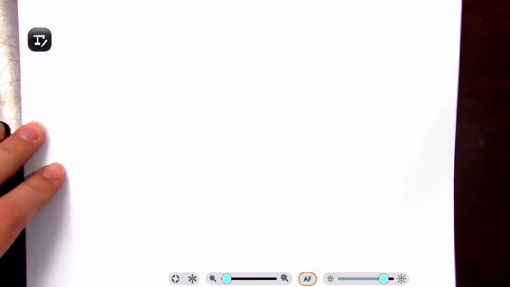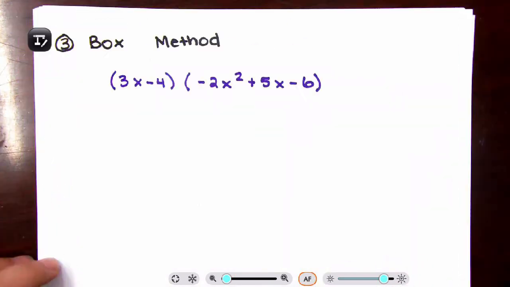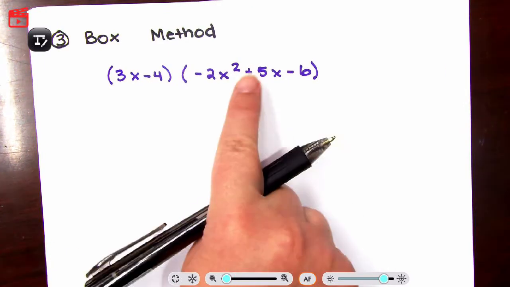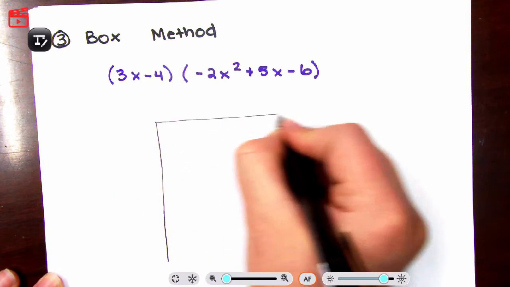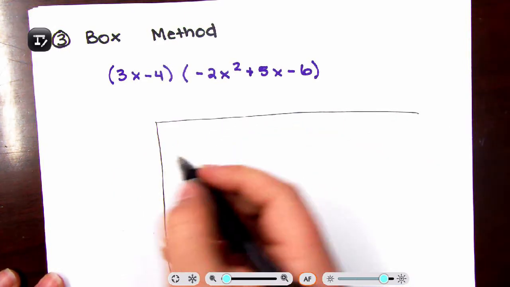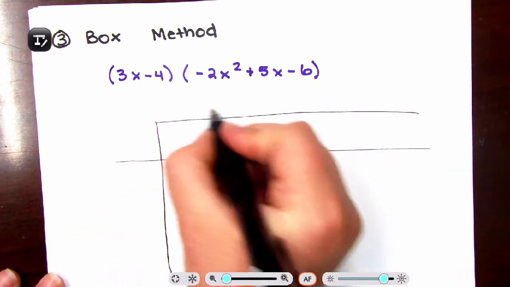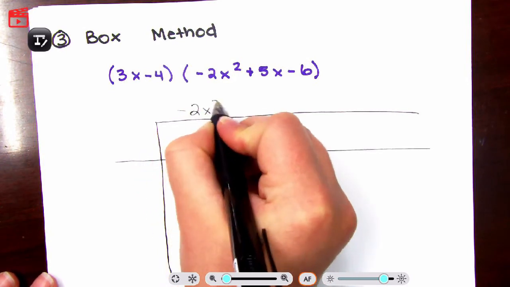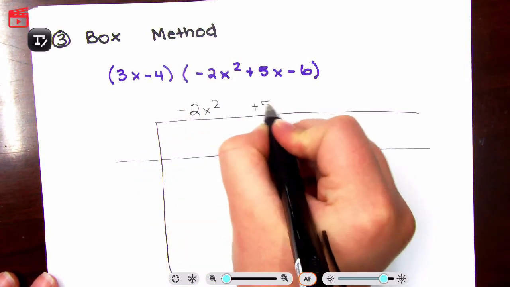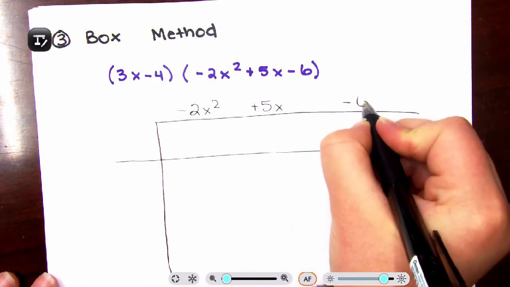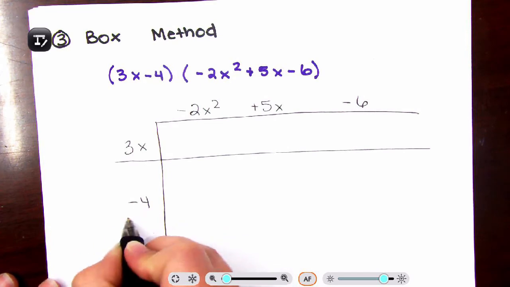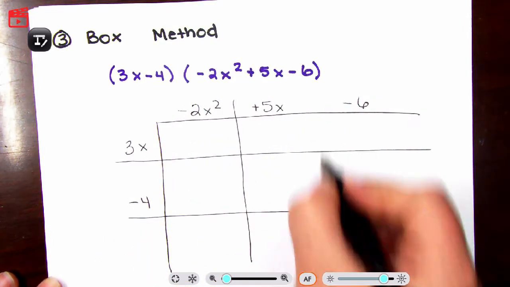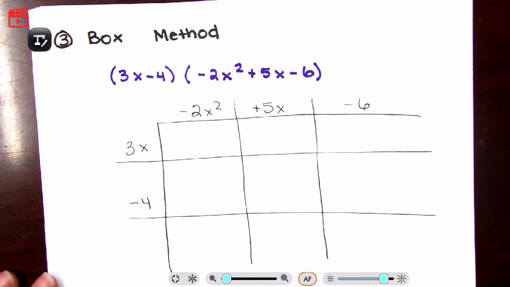Moving on to the box method is our last method. Sometimes you will not have a binomial by a binomial. You're going to have a polynomial, right? So a binomial by a polynomial. And so with the box method, you're going to create a box, and each term has its own little section. So I have 2x squared plus 5x minus 6. Here I have two terms, which is 3x and negative 4. So I'm going to create boxes for them, and you're going to multiply them.